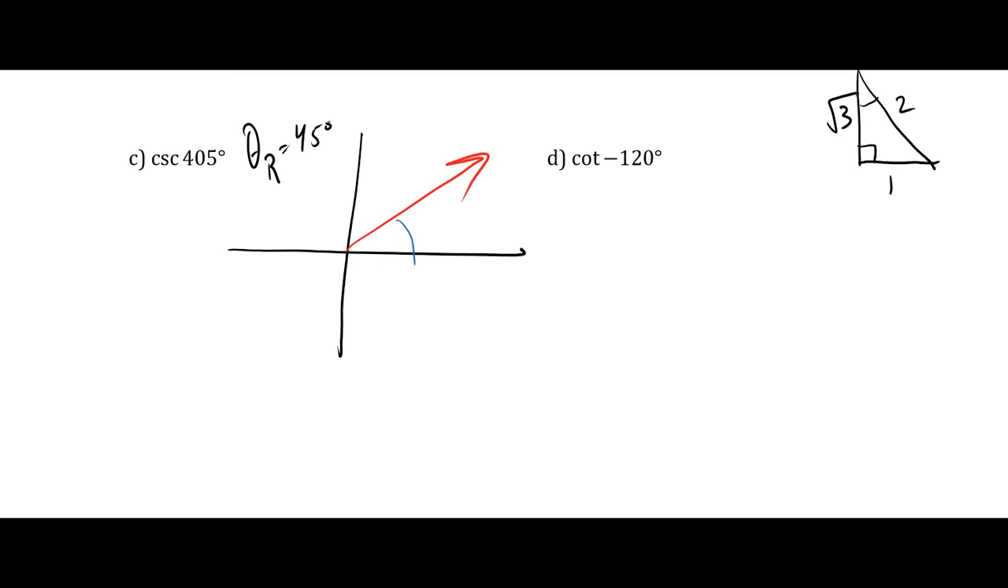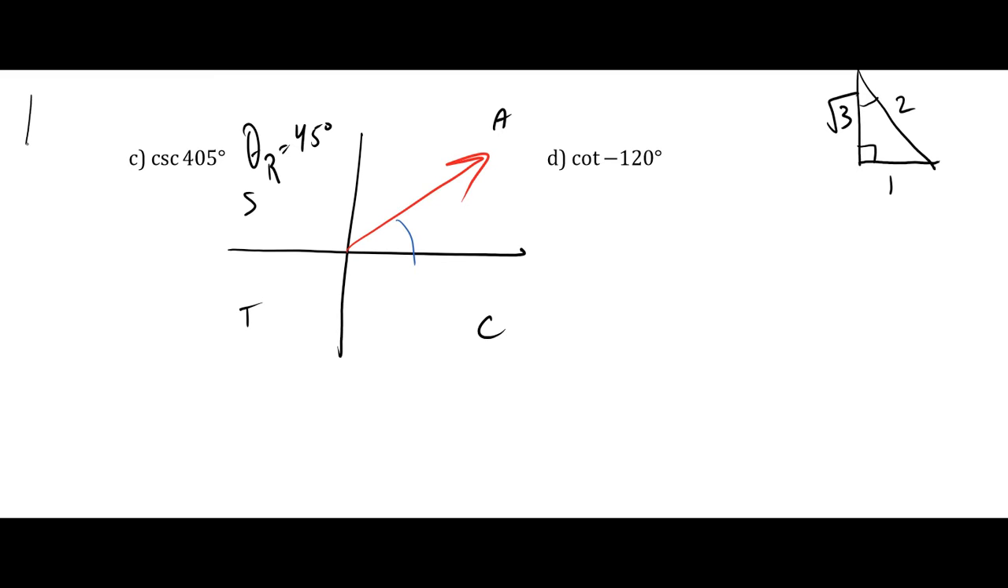And I'm in the first quadrant, so it doesn't matter that I rotated around one full rotation plus a little bit more. In the end, it matters that I ended in the first quadrant, so that's what we're worried about. And cosecant is 1 over sine, and they're all positive in quadrant 1. So I'm looking for 1 over the sine of 45 degrees.